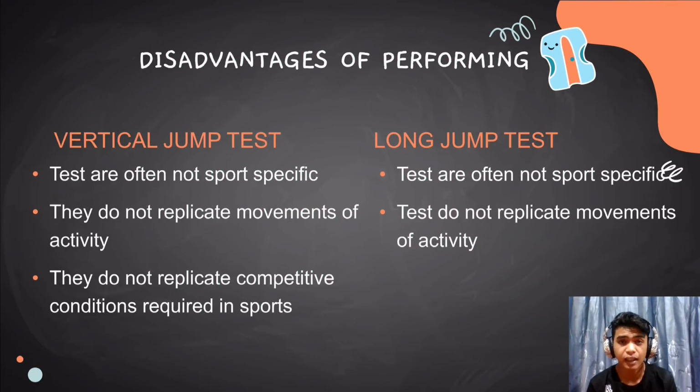In this slide, I will give the disadvantages of performing the vertical jump test. There are three disadvantages. First, tests are often not sport specific. Second, they do not replicate movements of the activity. And the last one, number 3, they do not replicate the competitive conditions required in sport.